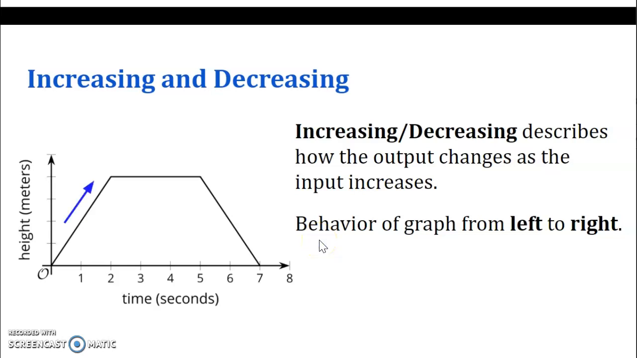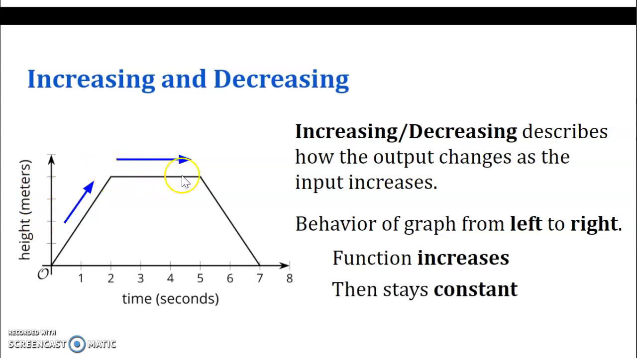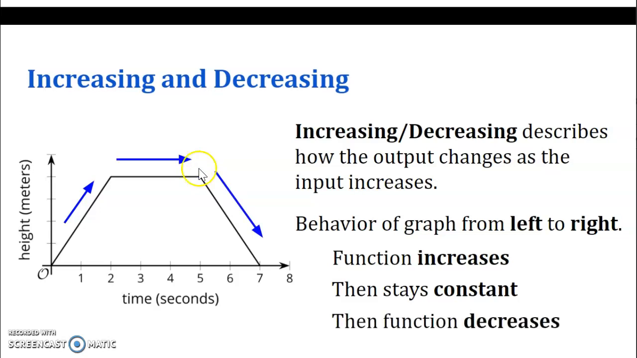And we can say that the graph is increasing here. See, the y value is starting from 0 going all the way up to 4. Okay, it's increasing over here. The function increases in that interval from 0 to 2, and then from 2 seconds to 5 seconds the function is constant because it's not going up or down, it's constant. And then finally the function is decreasing at this interval from 5 seconds to 7 seconds.